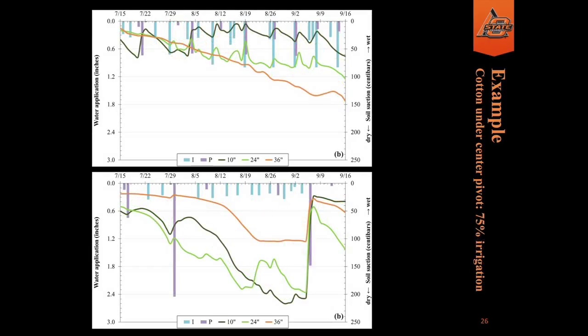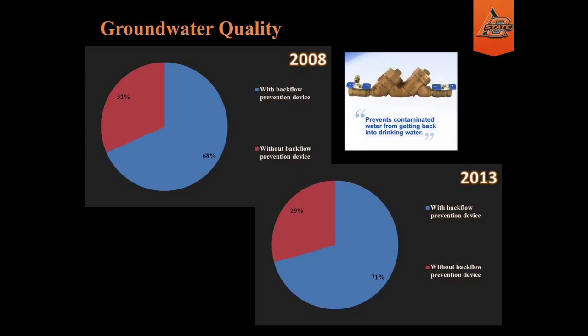This is the same thing for a deficit irrigation treatment. We had a full irrigation 100% and a deficit irrigation, and we're looking at the same thing to see how we can better use the soil moisture. Now I want to talk quickly about groundwater quality.